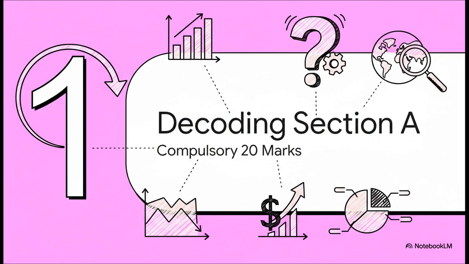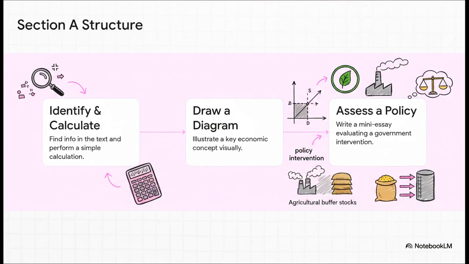Section A. This is the compulsory data response question. It's worth a massive 20 marks, and it's always based on a real-world economic situation. The great thing about Section A is that it follows a really predictable pattern, kind of like a three-step dance. First, you'll pull some info from the text and do a straightforward calculation. Second, you'll be asked to draw a technical diagram. And third, you'll write a mini essay assessing a government policy.